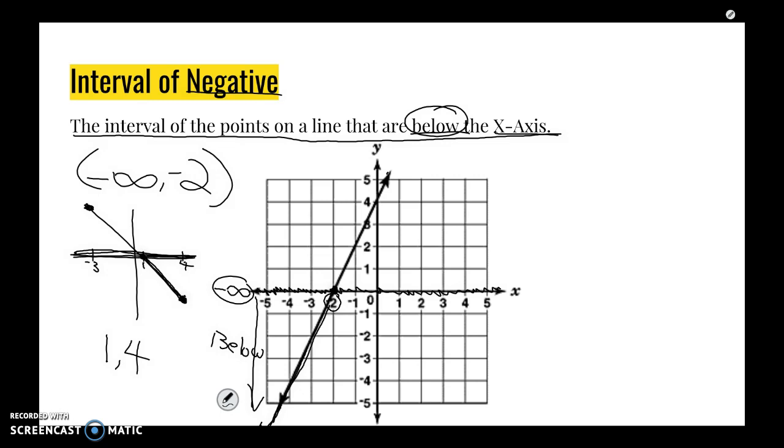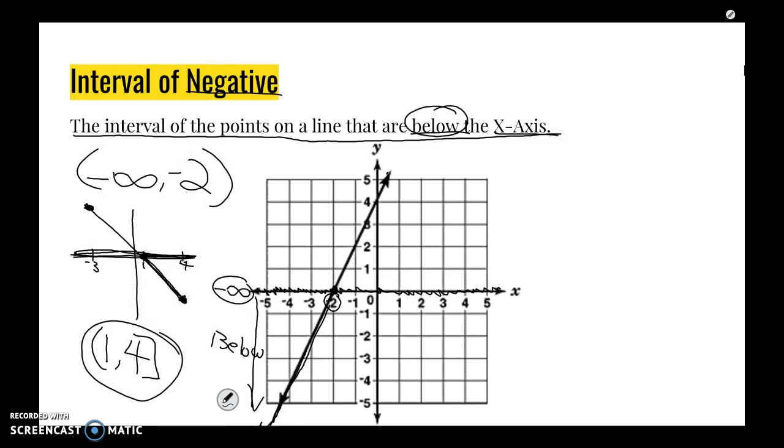Now, in this one, we know that we're on the x-axis here, so that cannot be equal to, so that's going to be parentheses. And then the 4, we know that 4 is going to have an equal sign, or going to have a bracket because of the solid dot. Therefore, it gets a bracket, and we have our answer for our interval of decrease.